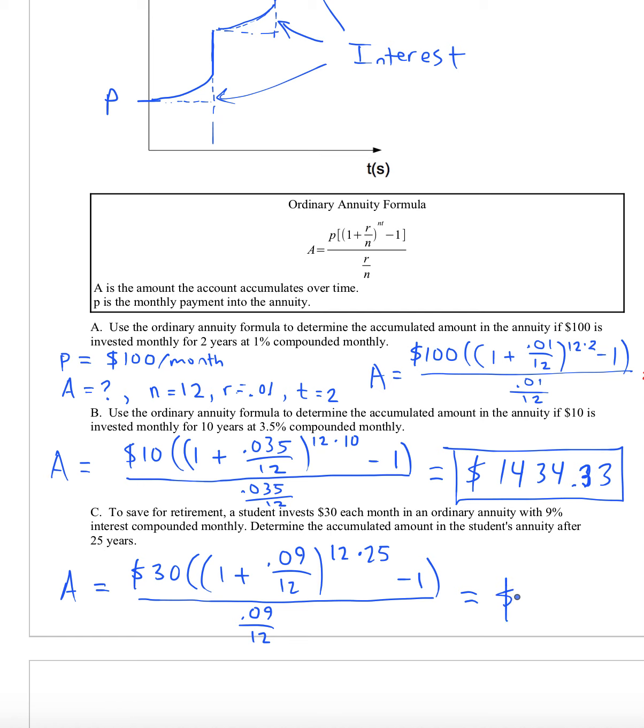All right, I get 33,633.66. And let's see how much they're paying in. All right, so they're going to pay in 30 times 25 years times 12. They're actually only paying in $9,000.